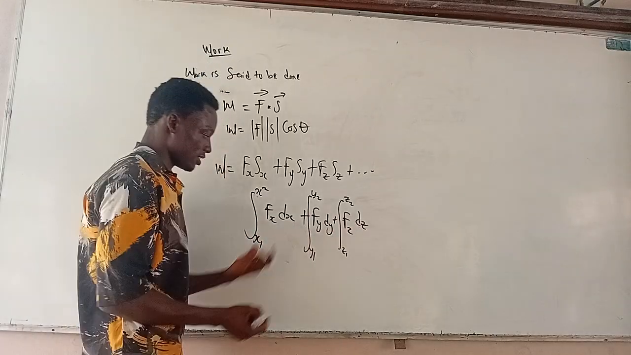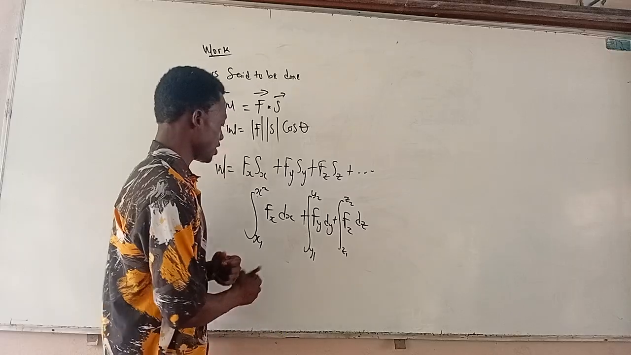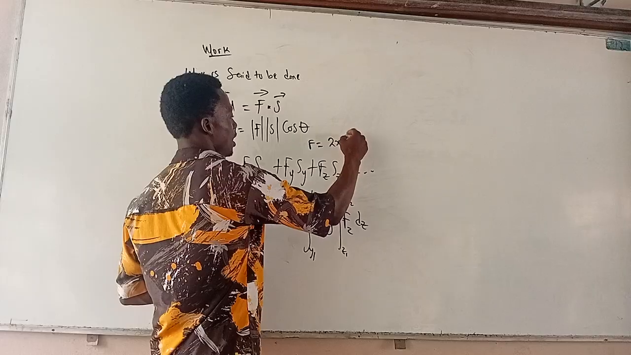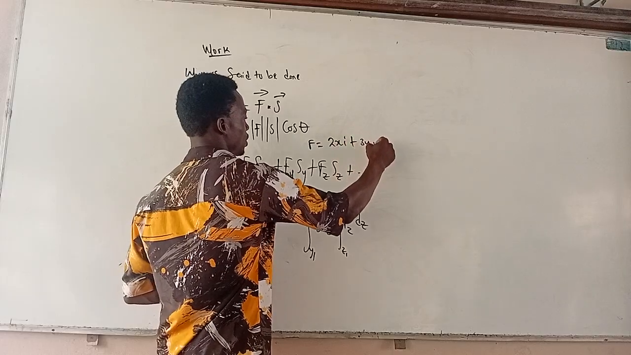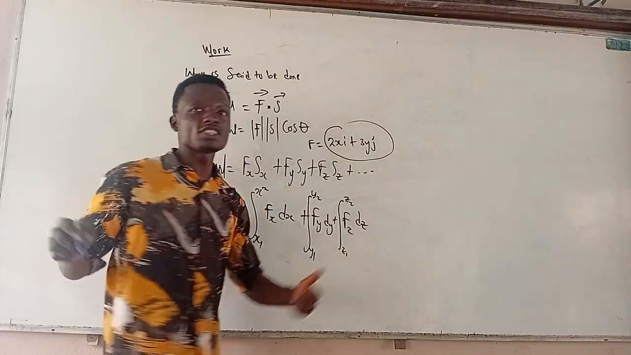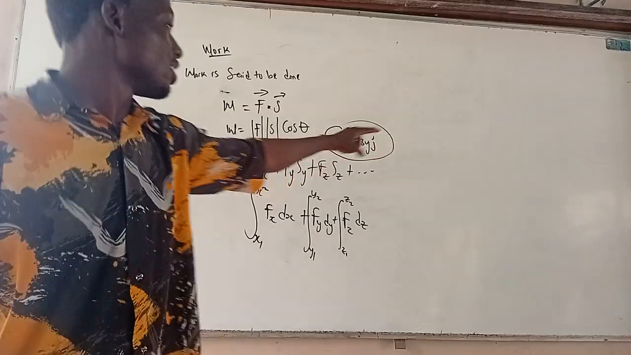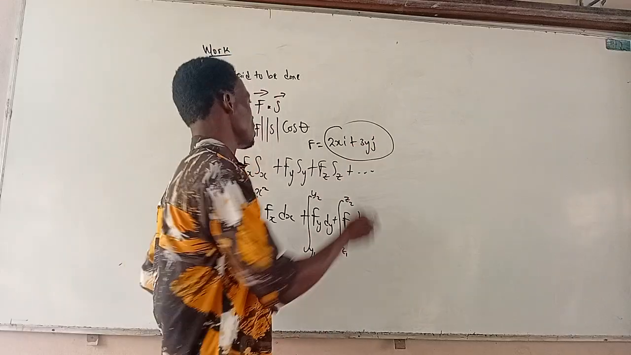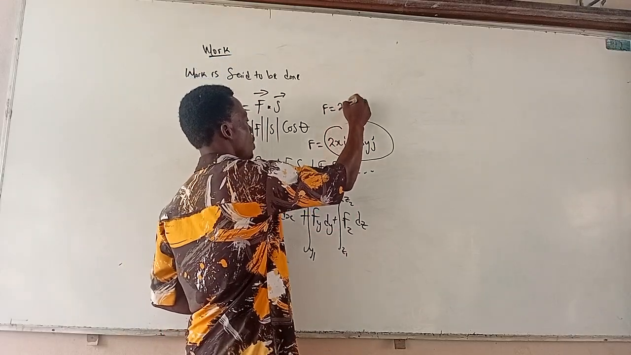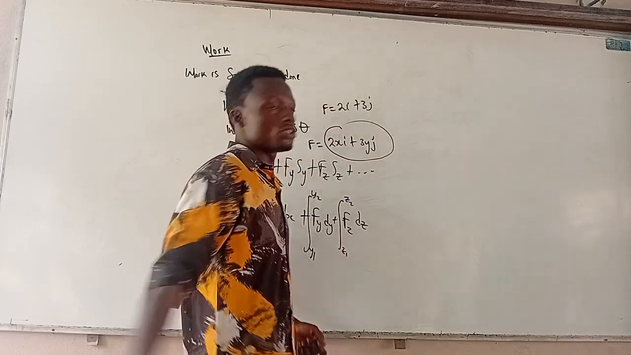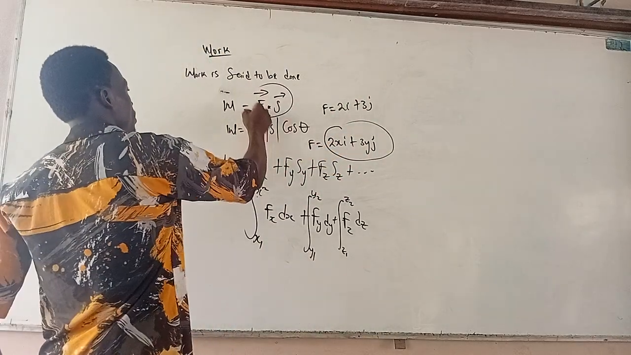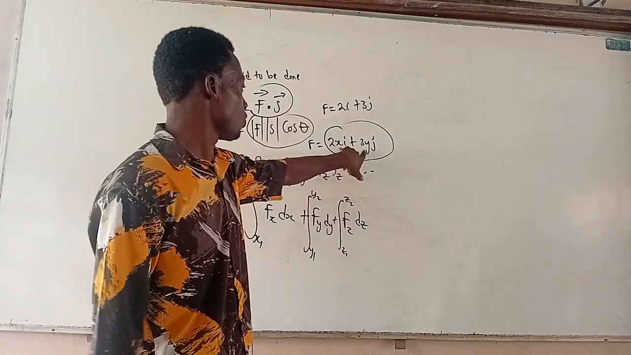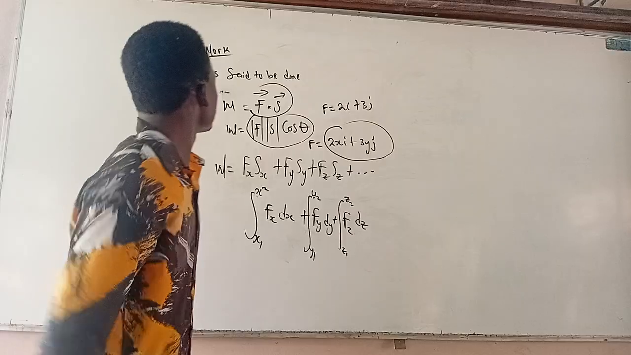You deal with this case whenever you have something like this. If your force is written in the form of, maybe, 2xi plus 3yj, whenever you have your force written in this form, just take note that the force is not constant over a distance. Are we together? So in this case, you are going to integrate. But if the force is written like 2i plus 3j, just do your dot product directly to get your work done. But this one, to get your work done, you are integrating. So take note of that.